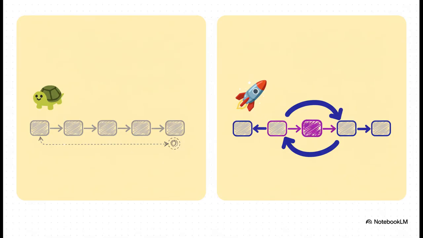And here is the big payoff. Because every single node now knows who came before it, deletion becomes an O(1), constant time operation. You have the node you want to delete, you just look at its prev and next pointers, and you link them directly to each other, completely bypassing the node you're removing. No searching needed. It's incredibly fast.